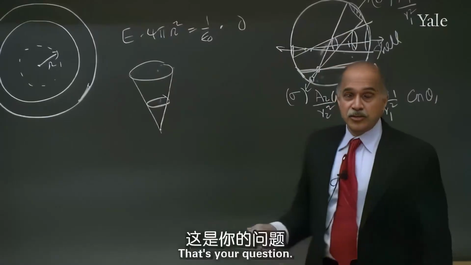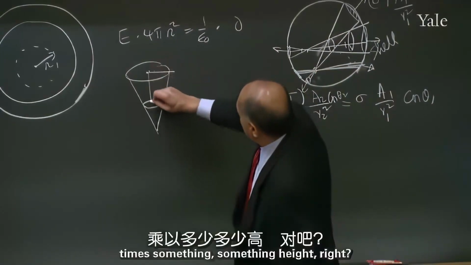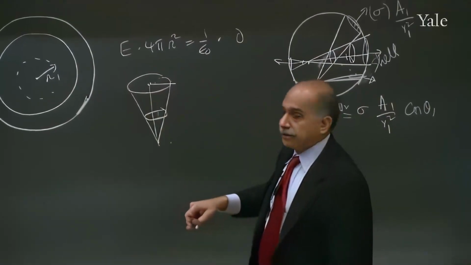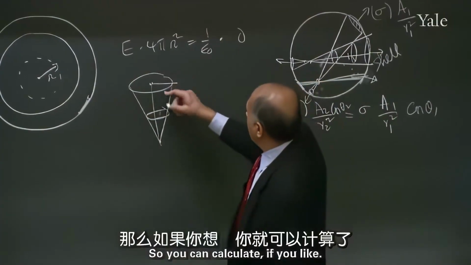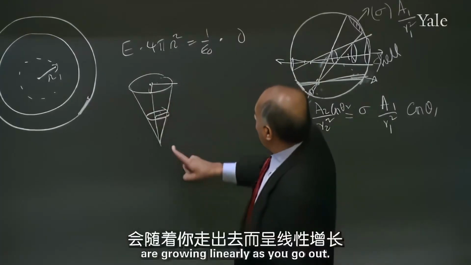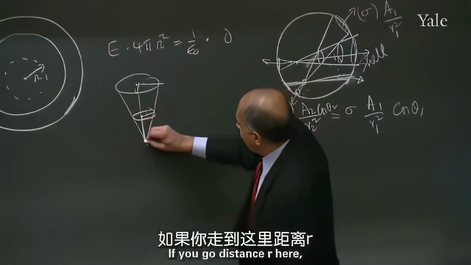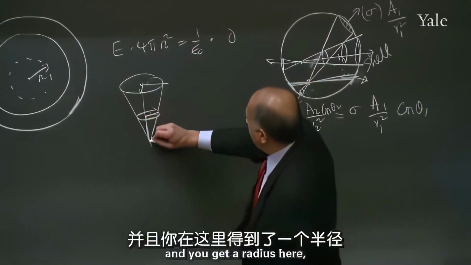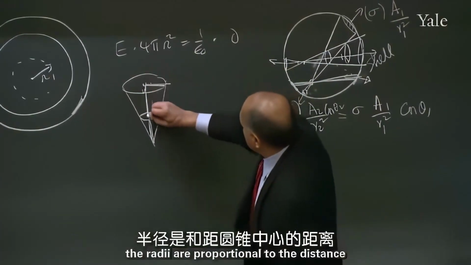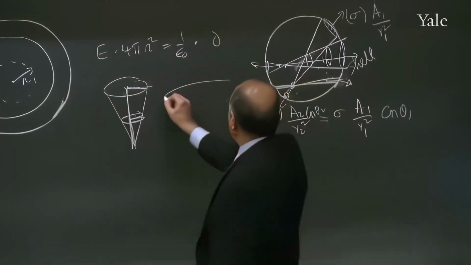Why is that? That's your question. The area of this cone is something times radius times something times height. So you can calculate, if you like, the radius of this circle and the radius of that circle are growing linearly as you go out. If you go distance r here, you get a radius here, if you go distance r there, you get another radius. Is it clear to you that the radii are proportional to the distance from the center in this cone? So let me draw it again. It's a bad picture. Here's my cone.